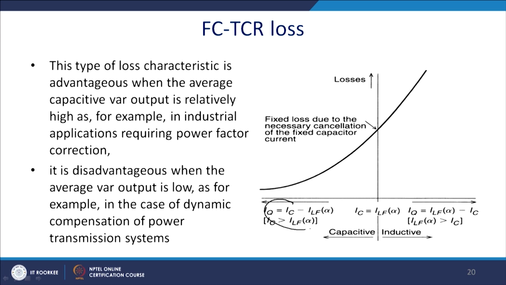Here, the effective Q has fixed losses, where almost no inductive current flows and nothing is being compensated. As inductive current picks up, the losses will increase because the value of the inductor current will increase. This type of loss characteristic is advantageous when the average capacitive output is relatively high, for example in industrial applications during power factor correction and adjustable speed drives. It is disadvantageous when the average Var is low, for example in the dynamic compensation of a transmission line. So, we shall find its application where the average capacitive output is relatively high.